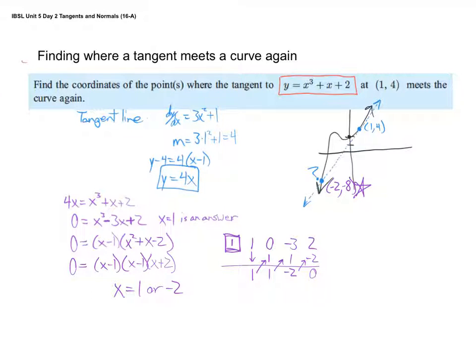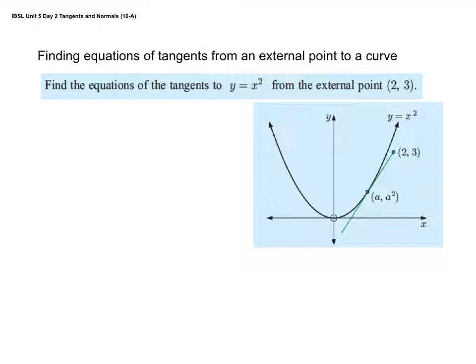Alright, last one. This one is kind of a different situation, but it's similar to what we just did. The difference is this: we don't want to hit the function again. We actually want to hit another point that's not on the curve. You might be like, what in the world is the point of this? Think of it like this.